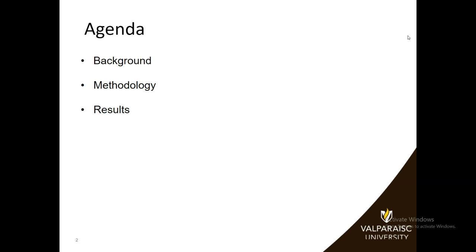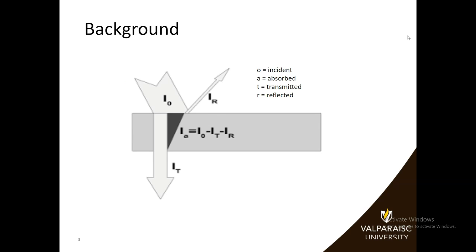finally share my results. For the background, it's important to understand that radiation travels through electromagnetic waves. Whenever an electromagnetic wave hits a surface, there are three options. It can be reflected, it can be absorbed, and it can be transmitted. The transmitted portion plus the absorbed portion plus the reflected portion has to sum up to the incident portion. In other words, IO must equal IA plus IT plus IR.